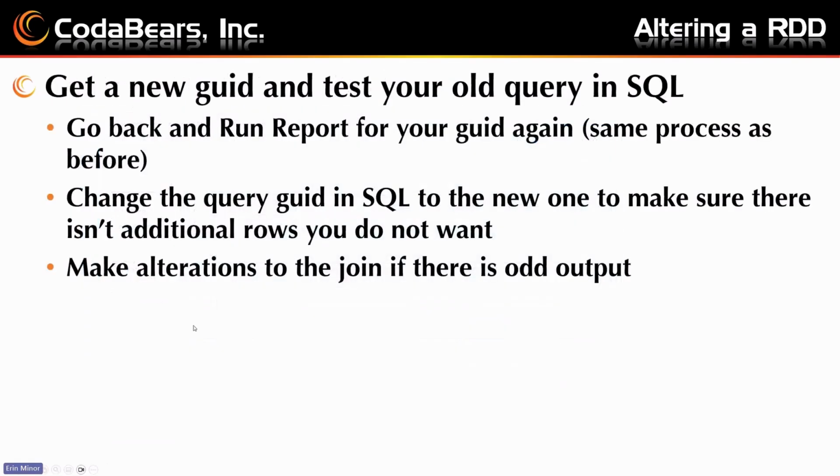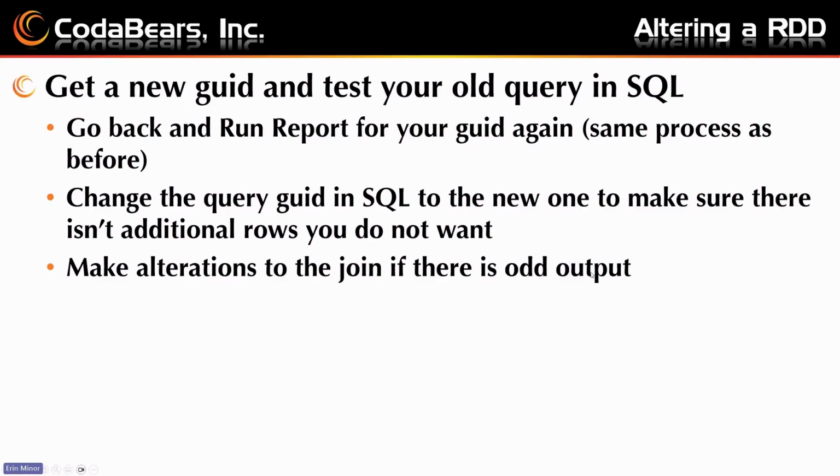Now, make sure you go and get a new GUID. So do that process we already discussed and run the report again so that you can use your new GUID in testing. I would also use that SQL statement. I'd go back to SQL, put in that new GUID and make sure that there aren't additional rows where you don't want additional rows, or that you didn't lose rows by just making a join.